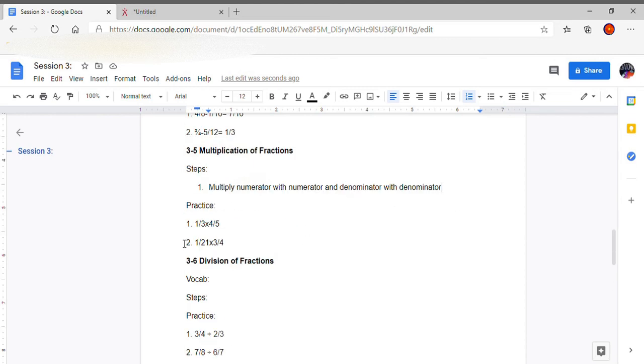So pause the video and practice these problems. So this time just multiply 1 times 4, 3 times 5, and do the same for number 2. Okay, hopefully you've done them, and I'll show you the answers now.